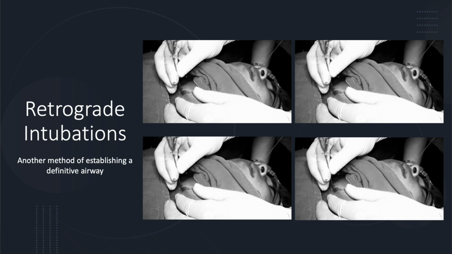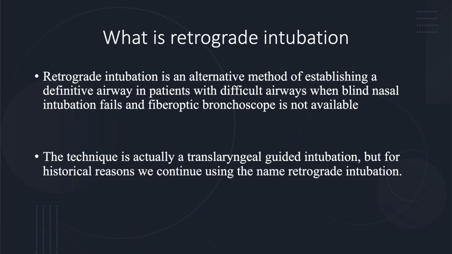and now you're all ready to learn more about airway management and retrograde intubation. So that's exactly where we're going to start, and we're going to establish what a retrograde intubation is. A retrograde intubation is an alternative method of establishing a definitive airway in patients with difficult airways when blind nasal intubation fails and a fiber optic bronchoscope is not available.